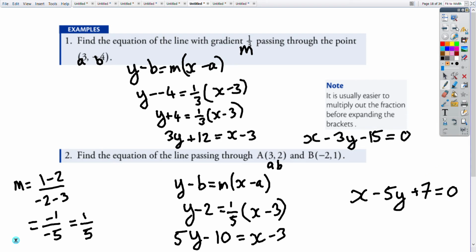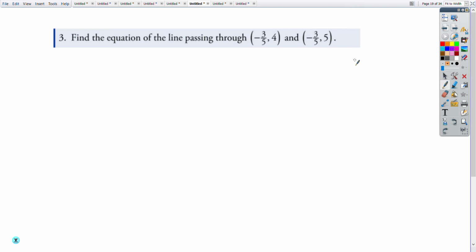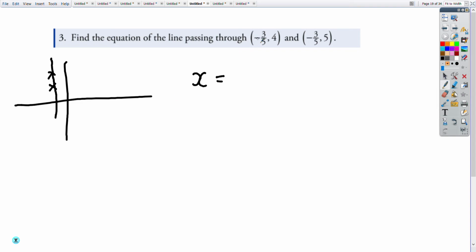Okay, let's have a look at this third example. Find the equation of the line passing through these. Now you should, before doing anything, realize that you've got the same x coordinate here. And if we did a little sketch here, -3/5, somewhere around here, 4, -3/5, 5. Well, that is a vertical line. And the vertical line has an equation of x equals, so every single coordinate has the same x coordinate. And so the equation of that line is x equals -3/5.